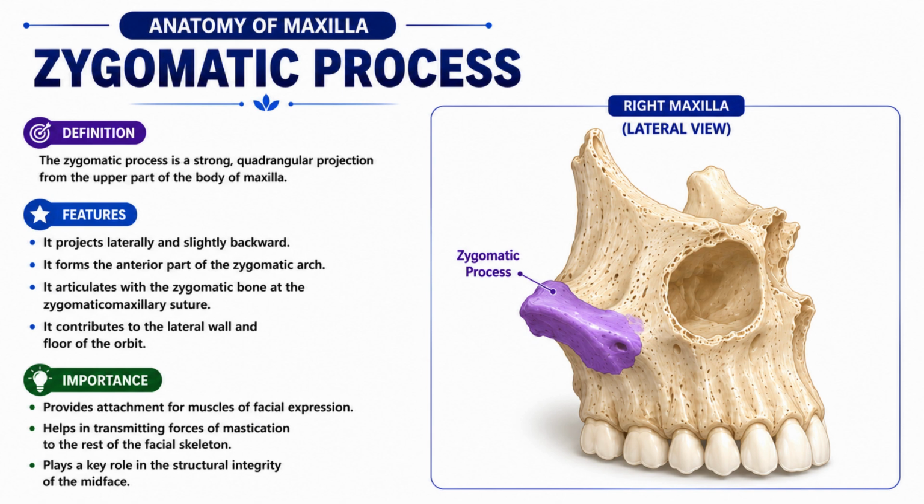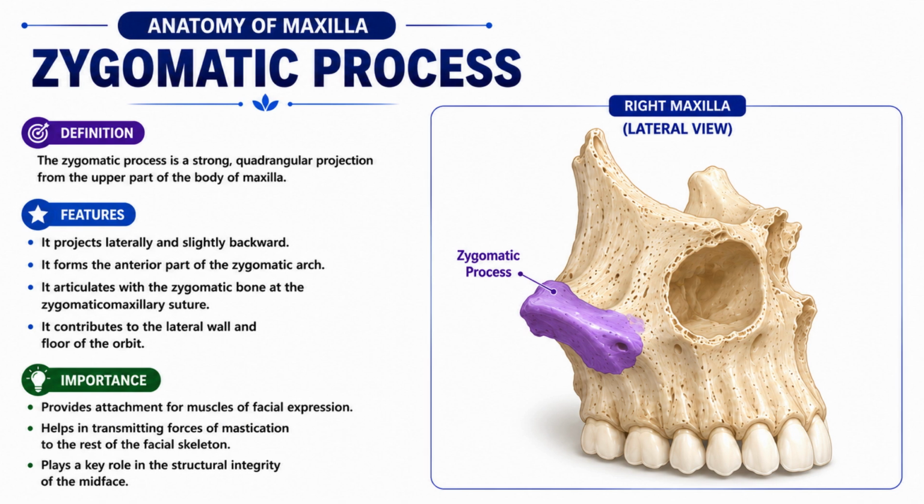Zygomatic process is a strong quadrilateral projection from the upper body of the maxilla, right? It is projected laterally, that is, away from the midline and slightly backward. Okay, it has an upper rough surface for its articulation with the zygomatic bone. It articulates with the zygomatic bone to form the zygomatico-maxillary suture. It gives rise to the lateral wall and the floor of the orbit.